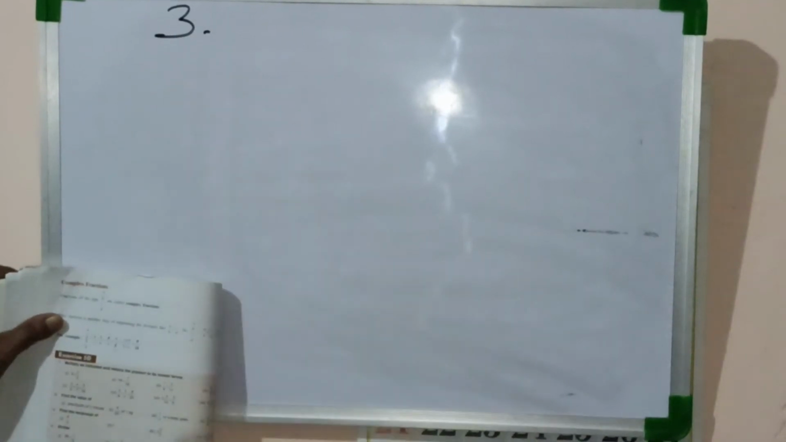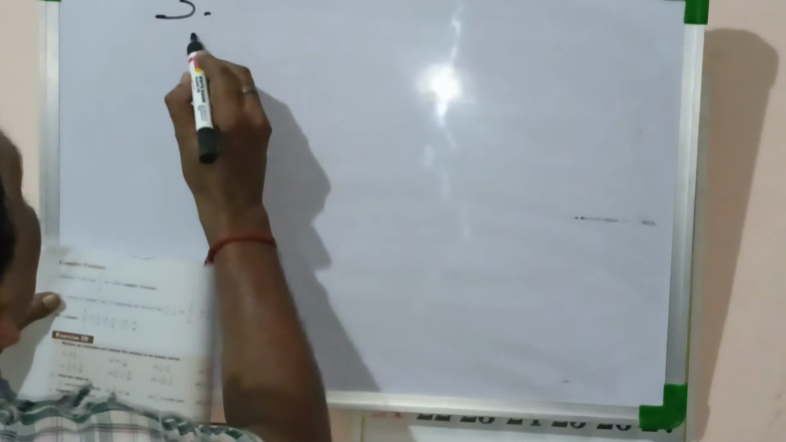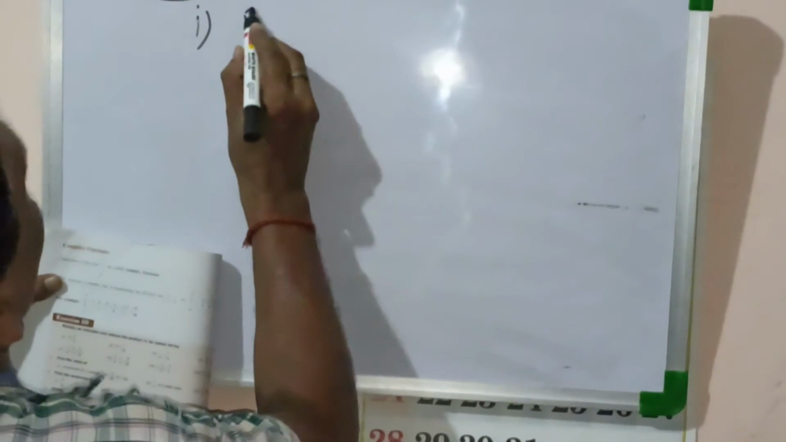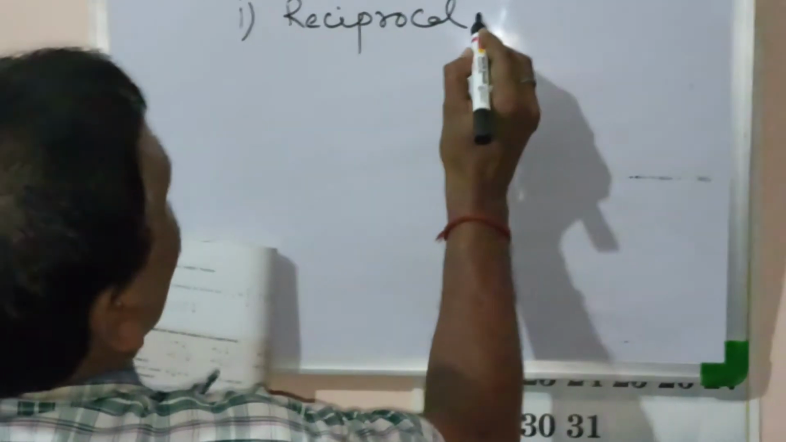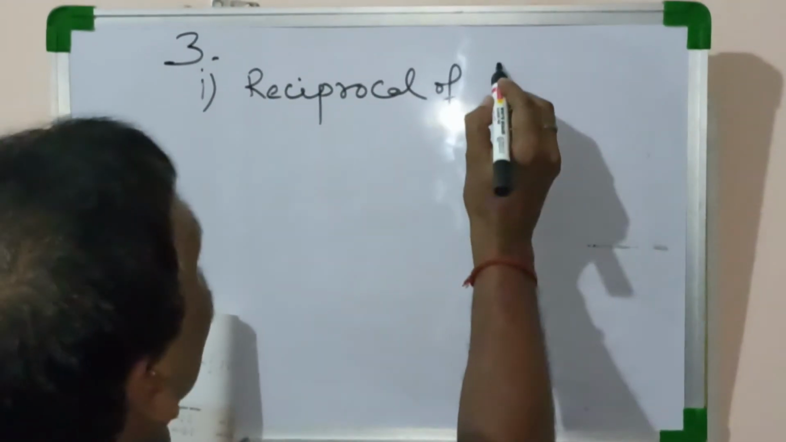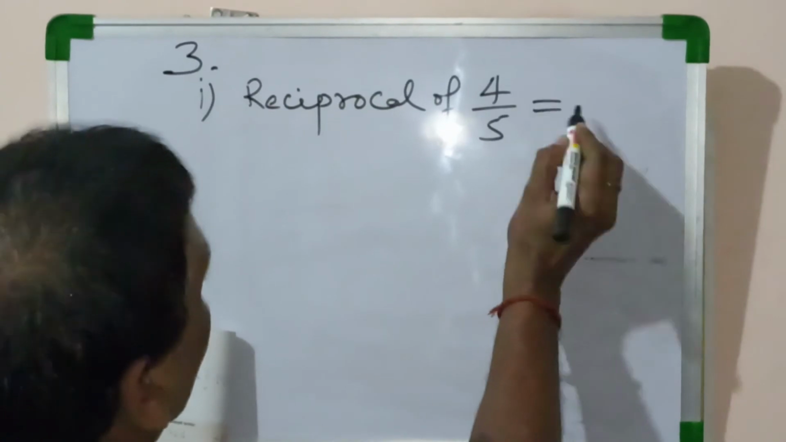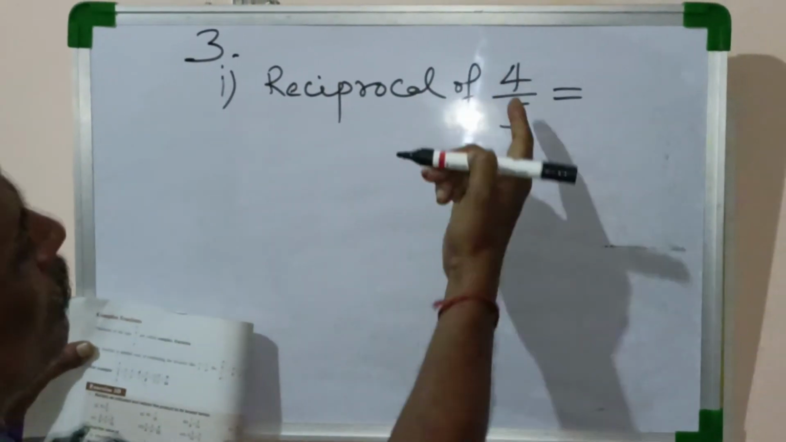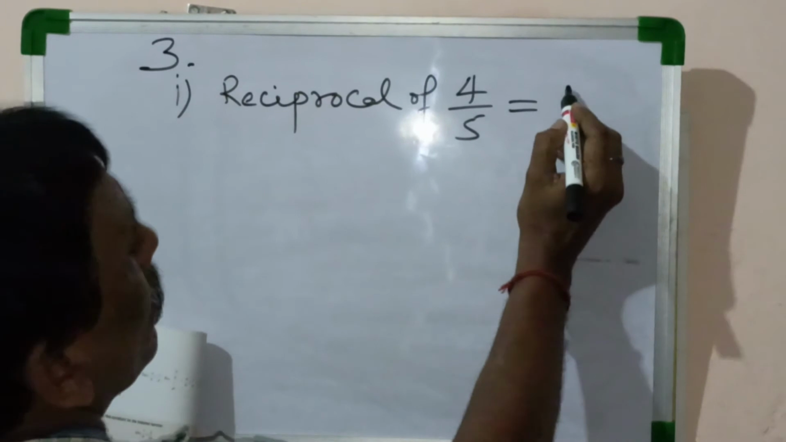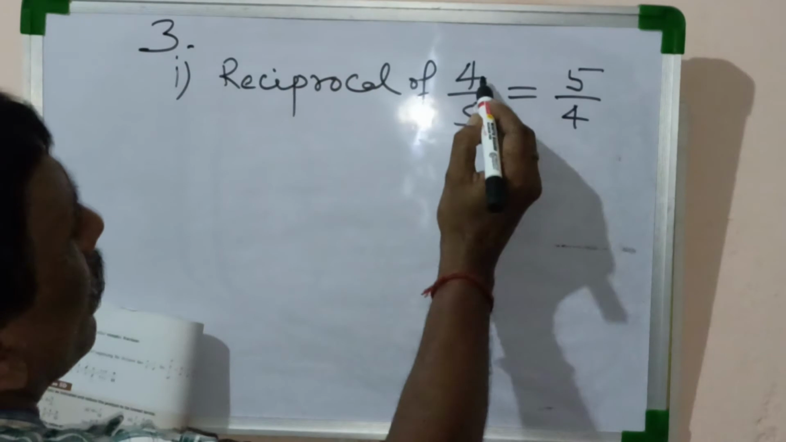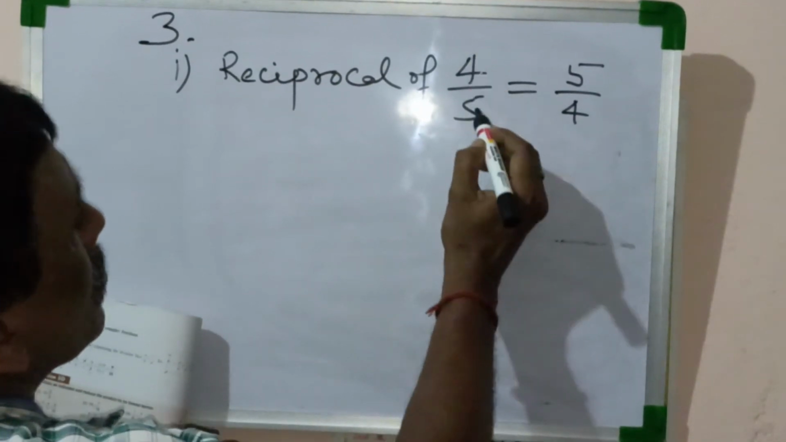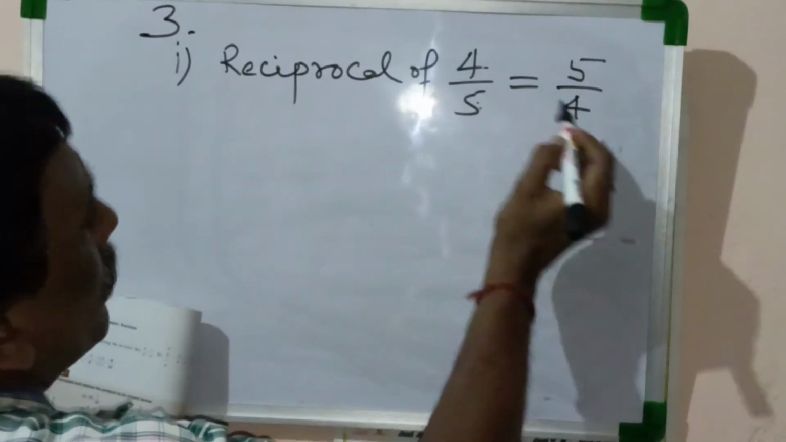Now question number 3. Find the reciprocal of 4 by 5. Reciprocal means the reverse of that. Reciprocal of 4 by 5 means 5 by 4. It will be inverted. The fraction will be inverted. To find the reciprocal, we invert the fraction. This is 4 by 5. So the reciprocal will be 5 by 4.